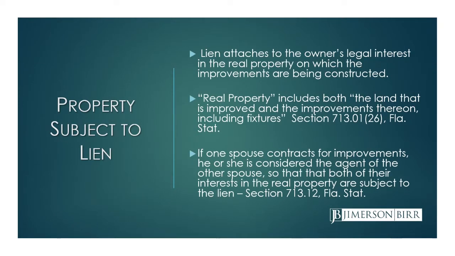So real property is defined in the lien law in section 713.0126 to include both the land that is improved and the improvements thereon, including fixtures. What that means is that if you file a claim of lien for work you're doing on property, the lien is going to apply both to the real property, the dirt, as well as the buildings and the structures on the real property.